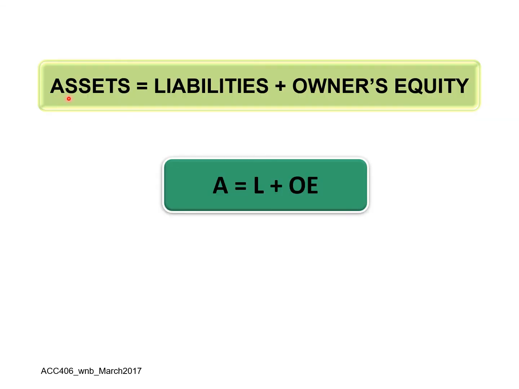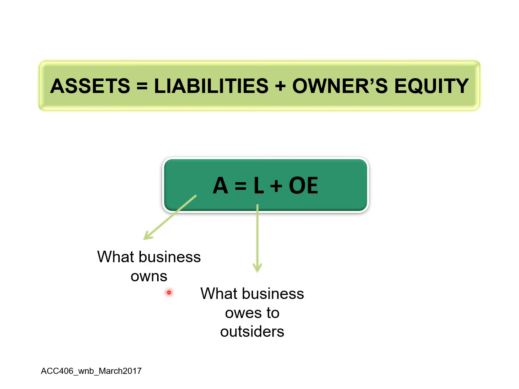So, these assets equal to liability plus owner's equity. So, kalau kita pendekkan, A equal to L plus OE. So, what is A? A adalah what the business own. Property of the business. L adalah what business owes to outsider. Apa yang business tu hutang dengan orang luar. And OE adalah what the business owes to the owners of the business.